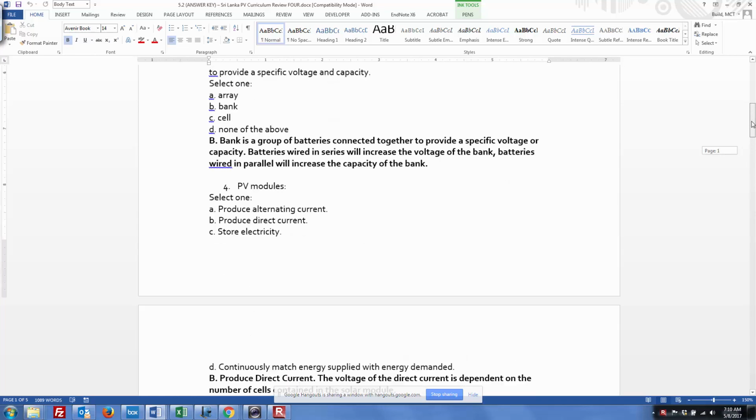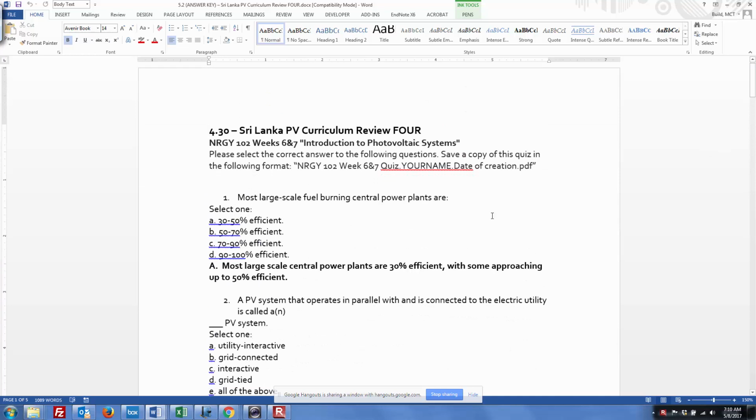Yeah. Okay, so here are the answers. I'm going to go through them just verbally, and then I'll go through them in a little bit of detail. The first one wants to know, it says most large-scale fuel-burning power plants have a certain efficiency, and the answer is 30% to 50%. It's answer A, and I'll show you why shortly.